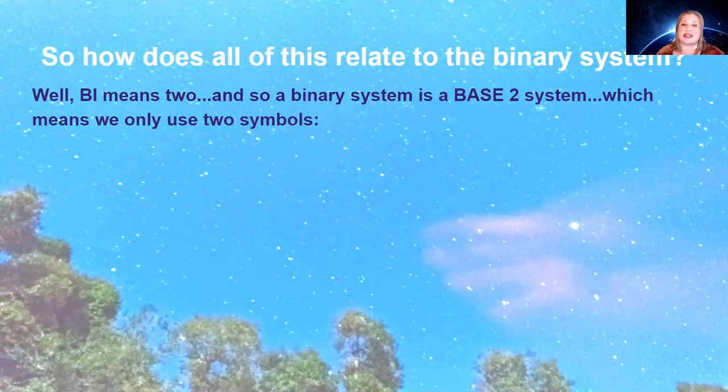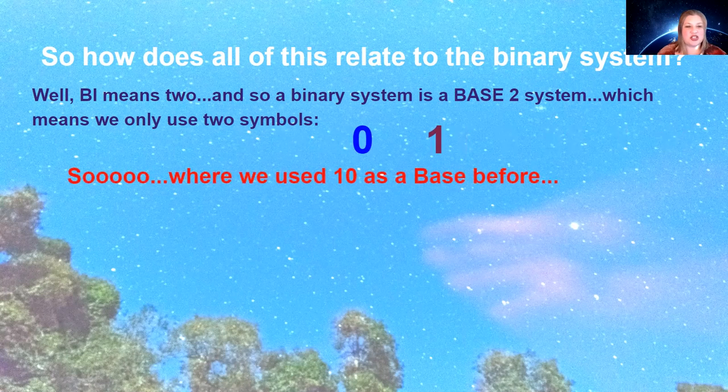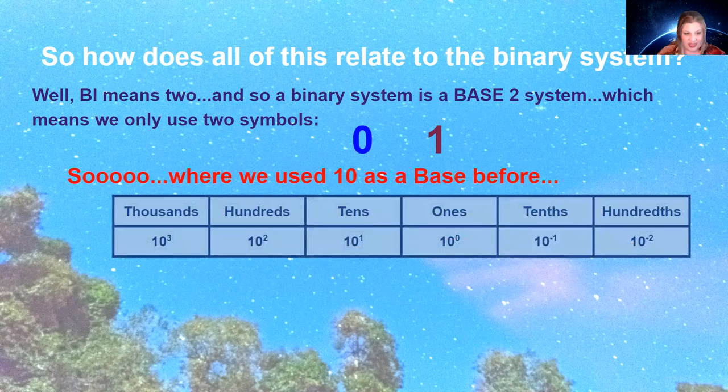So how does this all relate to the binary system? Well, bi means 2. And so a binary system is a base 2 system, which means we only use 2 symbols. Can you guess what they are? 0 and 1. That makes sense, right? So where we use 10 as the base before, so thousands, hundreds, tens, ones is 10 raised to whatever exponent, we're now going to use 2.